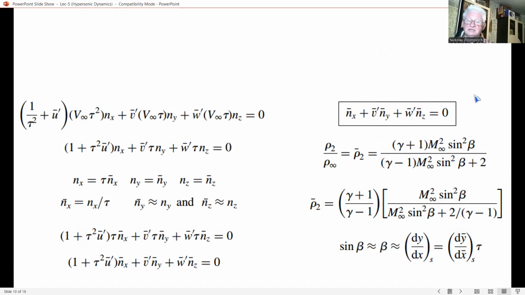So the shock boundary condition consistent with the transformed coordinate system can be obtained as follows. Consider we repeat this expression for rho 2 over rho infinity, or rho 2 average, and get an expression in this form. So, for hypersonic flow over a slender body, beta is small. In this case, we may rewrite sine beta as approximately equal to simply beta. In this case, we may rewrite dy over dx for our body exactly as this, for average y and x times tau. Okay?